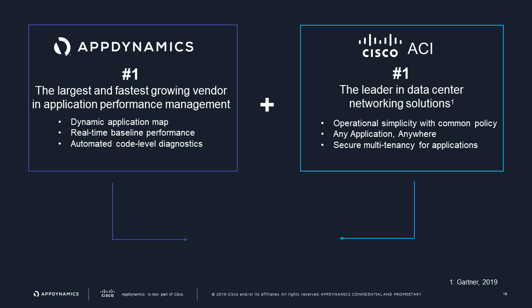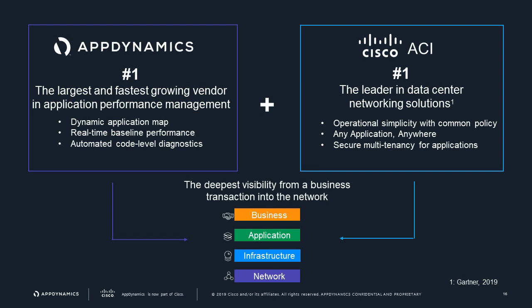So if we bring these two solutions together, what do you get? You get visibility not just from the application layer, but you get visibility into the business transactions that are going, the applications that are supporting those business transactions, and from an infrastructure layer, you get visibility into the network as well. So these two technologies together can help solve the problem that we articulated in the earlier slides.